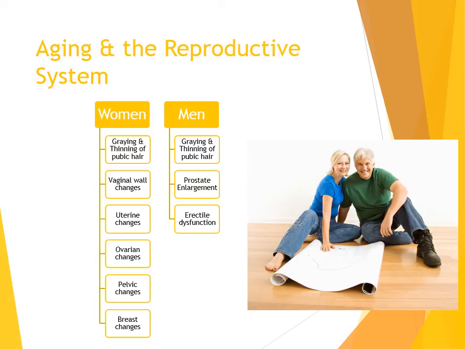Illustrated here are the differences between women and men in the aging of the reproductive system. As women age, they may experience graying and thinning of pubic hair, vaginal wall changes, uterine changes, ovarian changes, pelvic changes, and breast changes. As men age, they may experience graying and thinning of pubic hair, prostate enlargement, and erectile dysfunction.